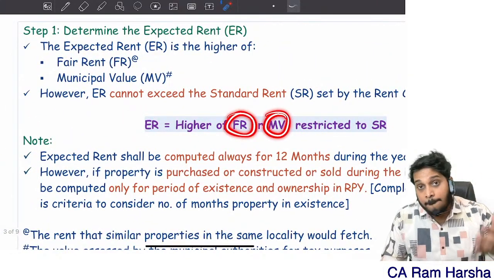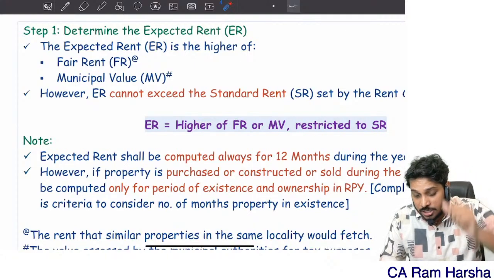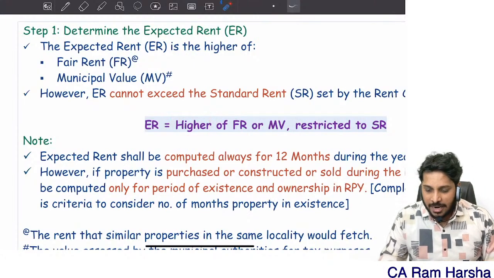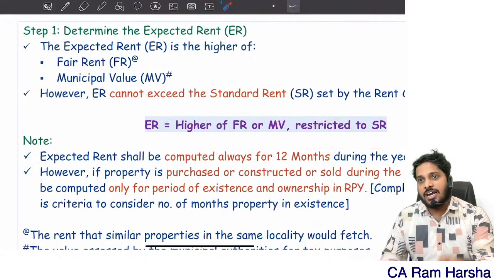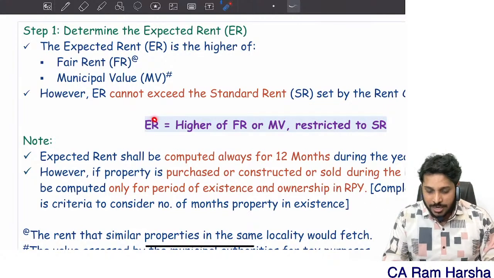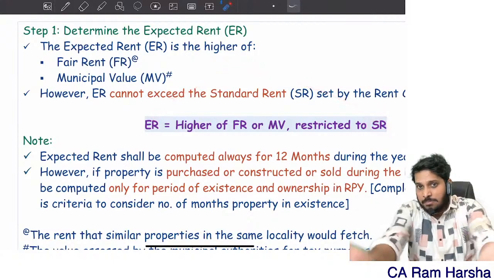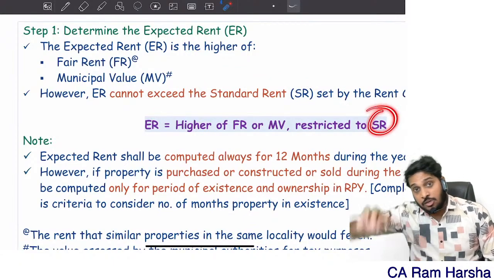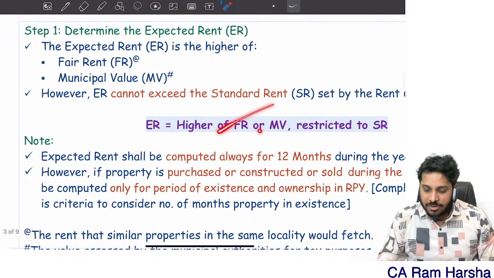Fair rent, or as per municipal records, how much rent amount is there? Whichever is higher, but it cannot exceed standard rent, which is prescribed under the Rent Control Act. It cannot exceed standard rent. So expected rent can be maximum standard rent. Suppose standard rent is so big, no need to worry. Higher of fair rent or municipal value.